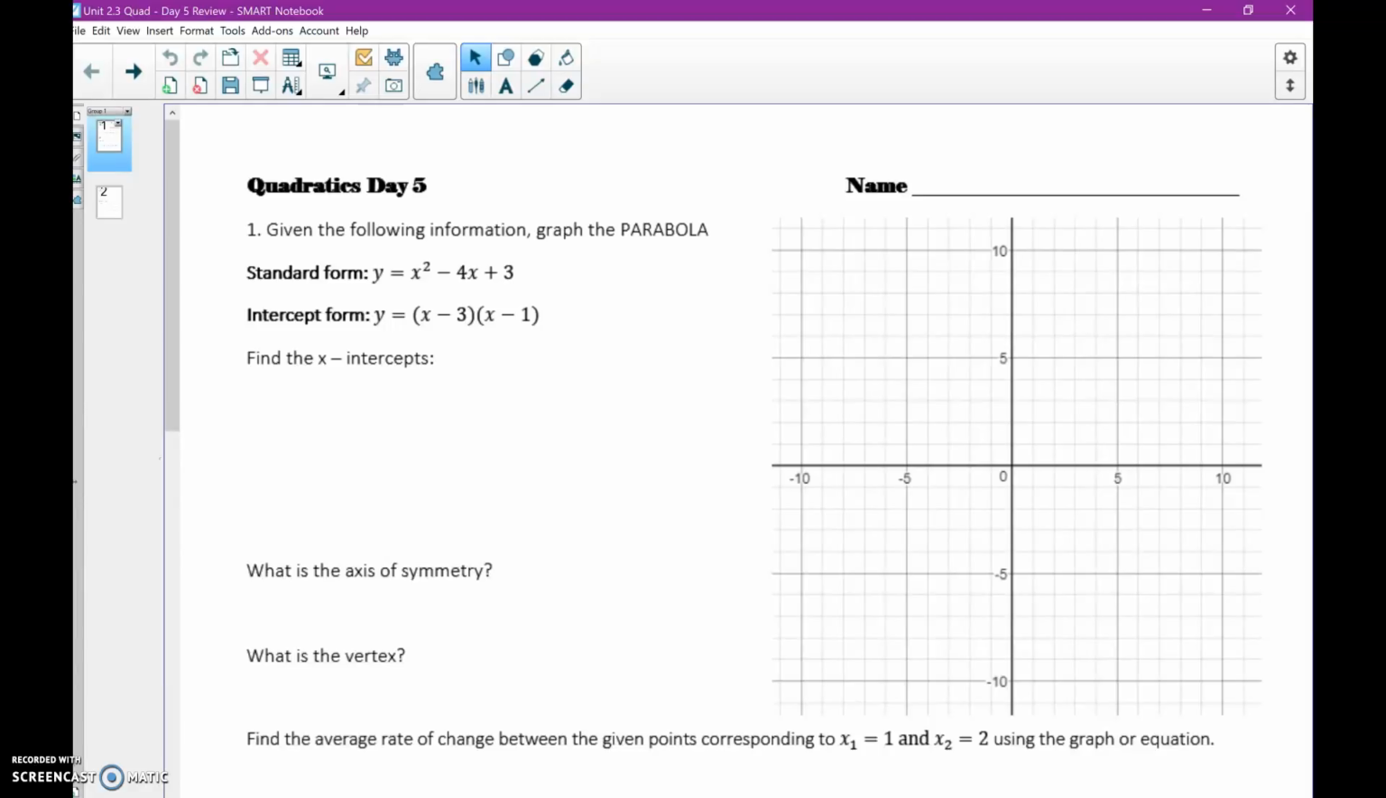So the first one is one that we're going to do, and it's in standard form and intercept form. Now, the previous lesson we gave you the x-intercepts. This time we are not. However, this intercept form pretty much hands them to you if you know what you're doing.